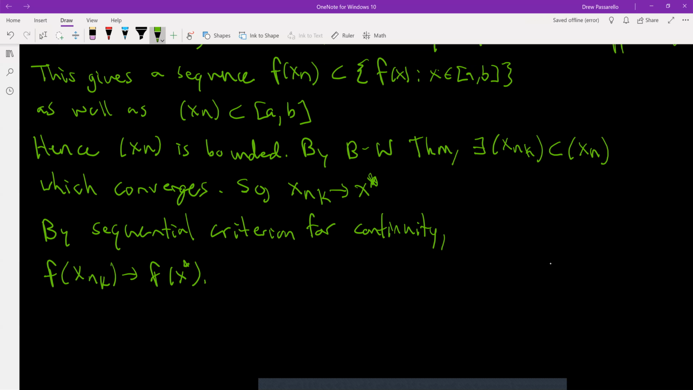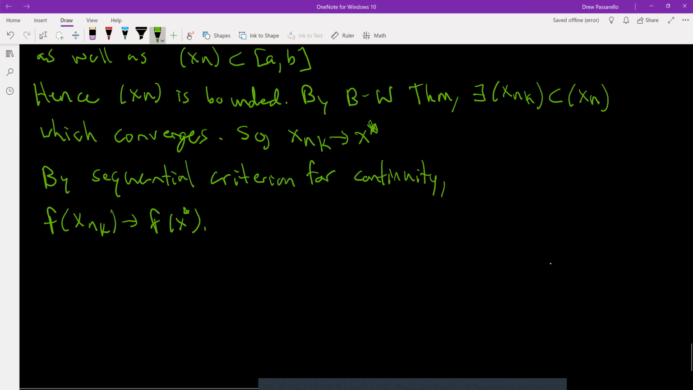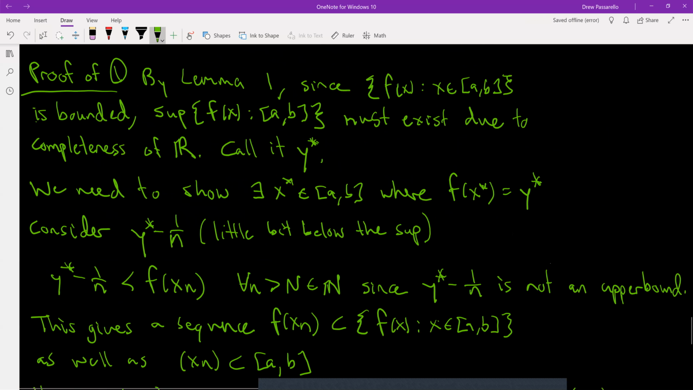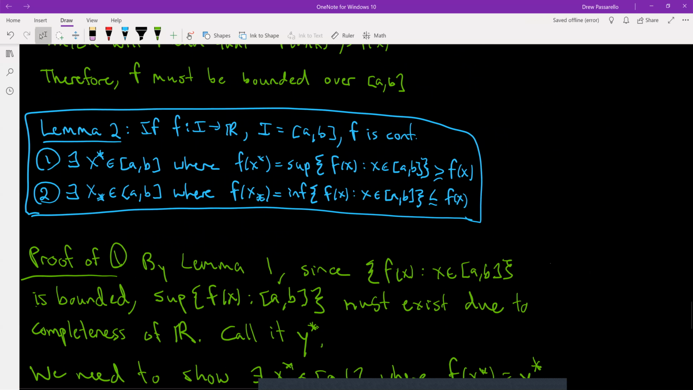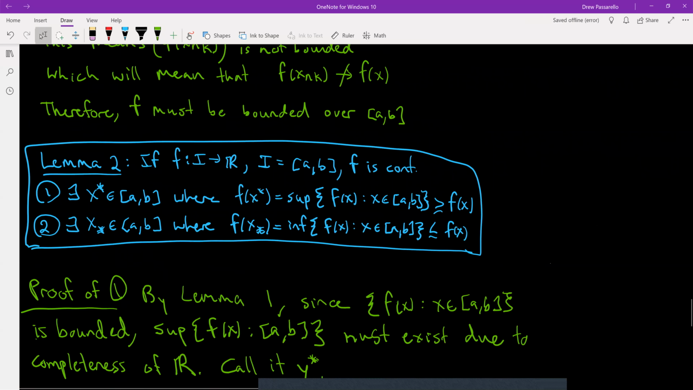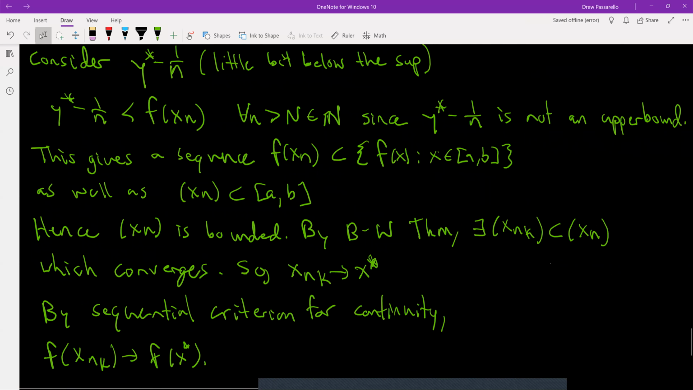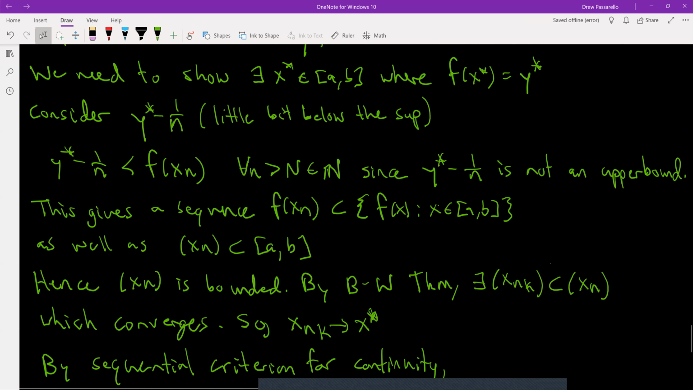All right, so I claim that y star is equal to f of x star. So I've got to prove that claim. And once I've proved that claim, I'm pretty much done, because I've shown there exists this x star where the function evaluated at it is going to be the supremum, which is greater than or equal to f of x for all x's in [a, b].